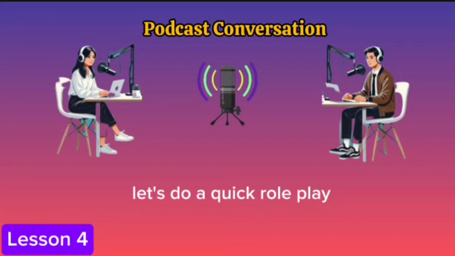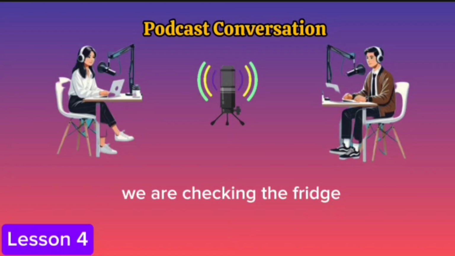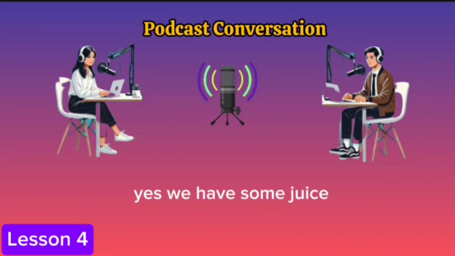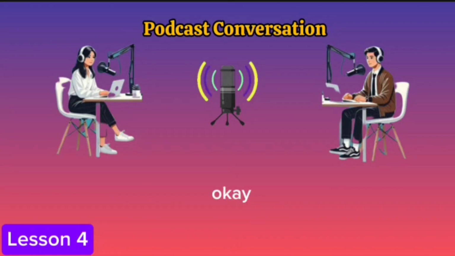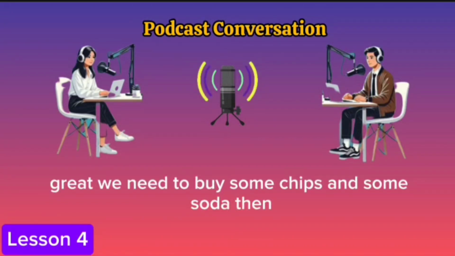Let's do a quick role play. Jennifer, we are planning a party. We are checking the fridge. Okay, do we have any juice? Yes, we have some juice, but we don't have any soda. Okay, and what about snacks? Are there any chips? No, there aren't any chips, but there are some nuts. Great. We need to buy some chips and some soda then.